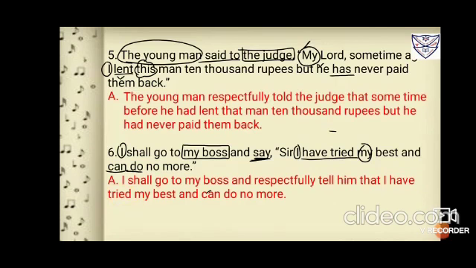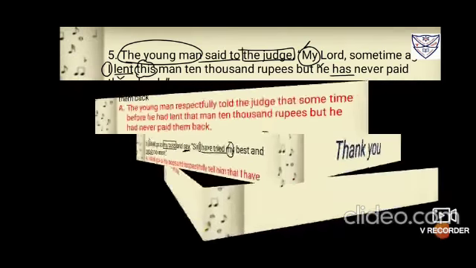Next, I is the speaker, circle it. My boss is the listener, box it. Then it is I, first person, circle. My, first person, circle. Both are first person, so they will change with the speaker. The speaker itself is in first person, so we don't have to change these things. And we don't have to change even the verbs, that is have tried and can do. So it will become I shall go to my boss and respectfully tell. I cannot say said or told. Why? Because it is shall say. So it is shall tell him that I have tried my best and can do no more.